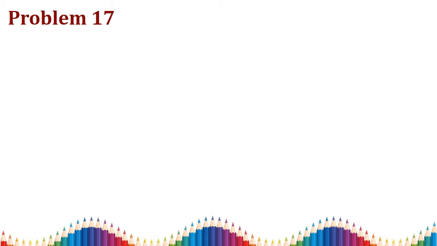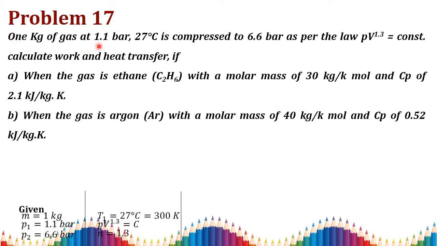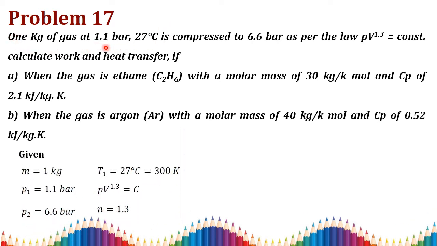So problem 17: 1 kg of gas at 1.1 bar. In this problem they have said that the mass is 1 kg of gas at an initial pressure of 1.1 bar and temperature T1 is 27 degrees Celsius, and it is compressed to 6.6 bar. So that is P2 is 6.6 bar.